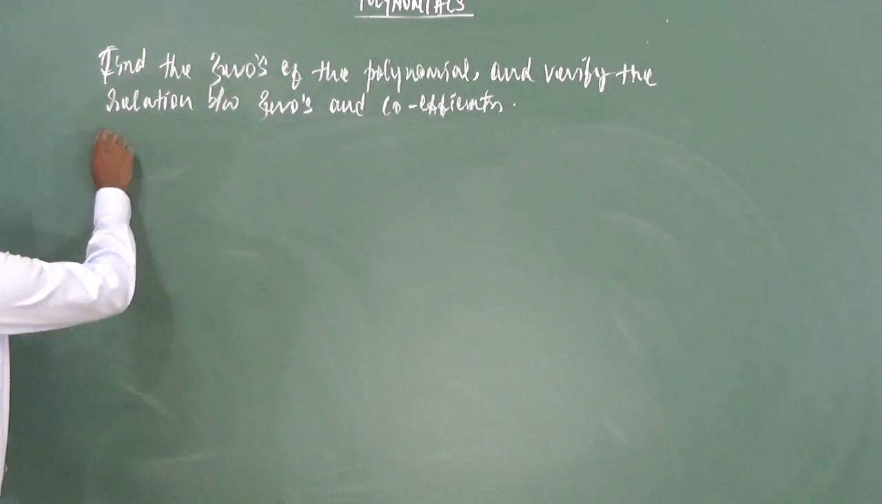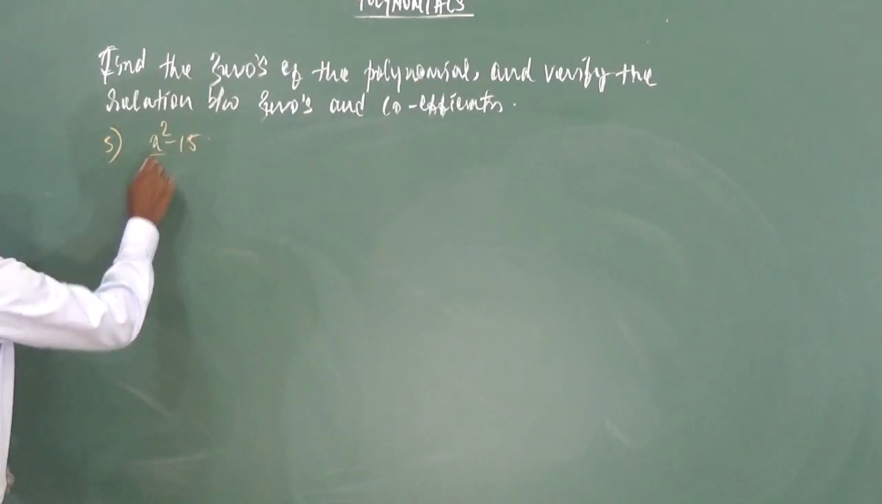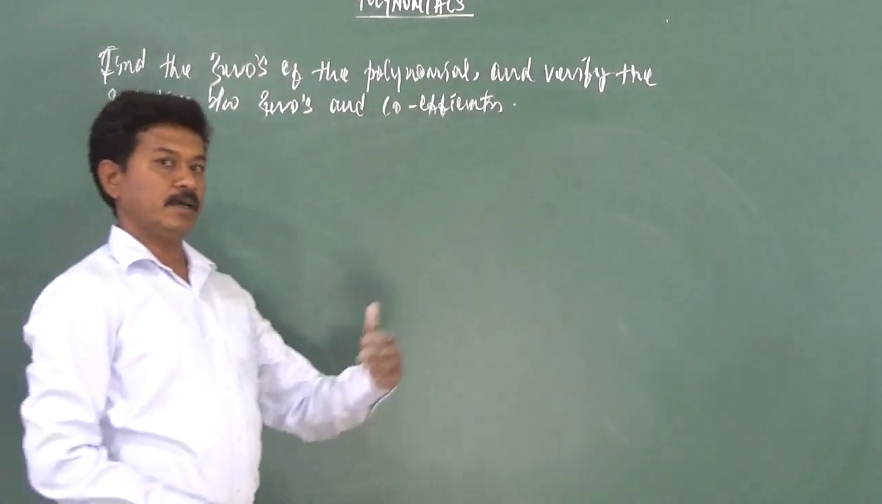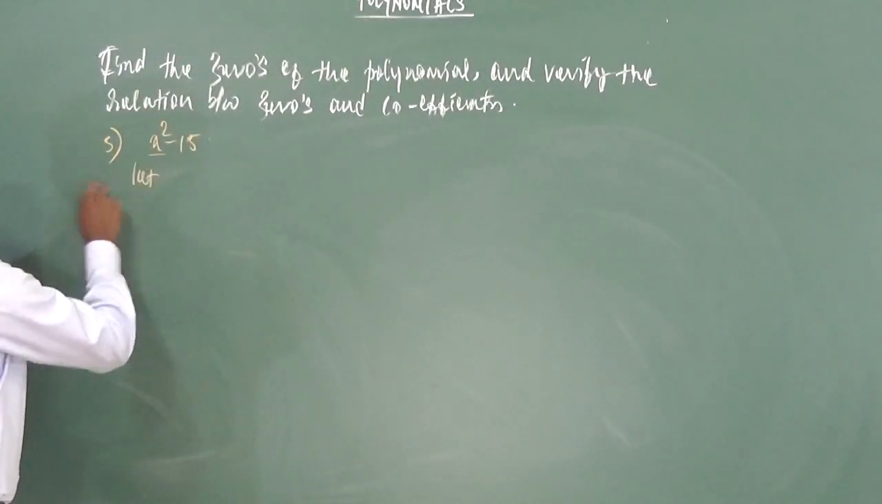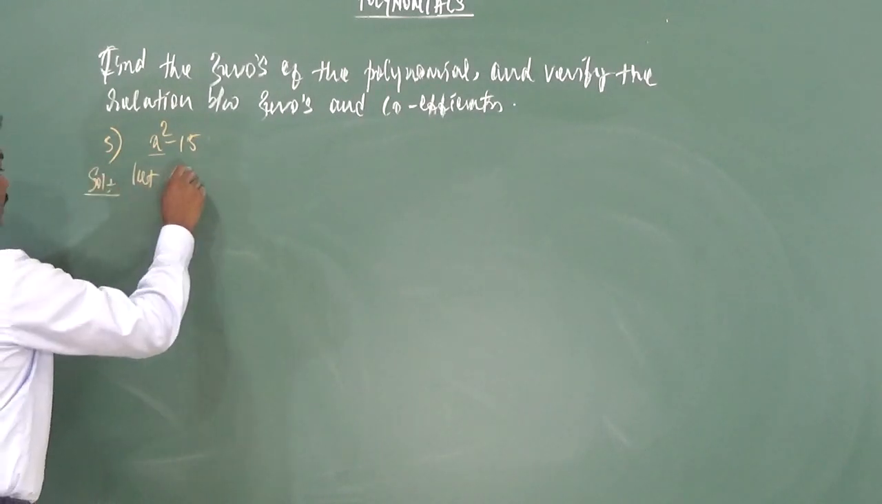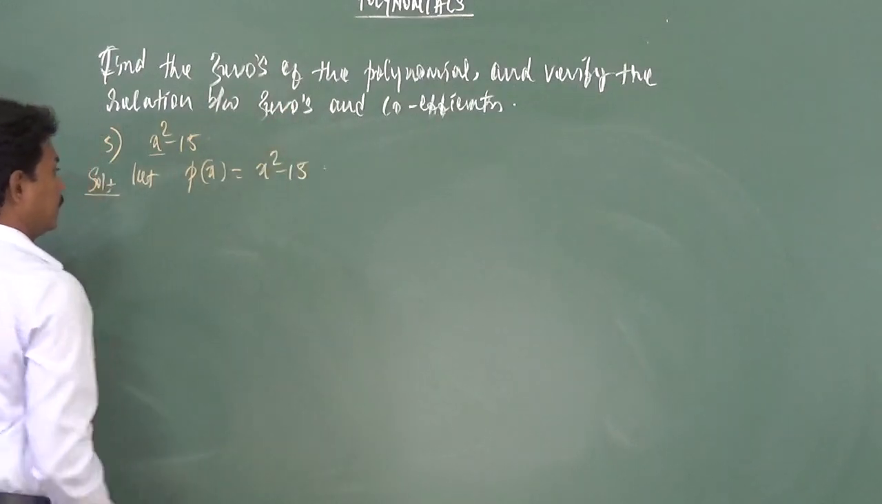Okay, the fifth problem now, that is x square minus 15. In your textbook, the variable used is t square. I have taken x instead of t. So let's go to the solution. Let p of x is equal to x square minus 15.